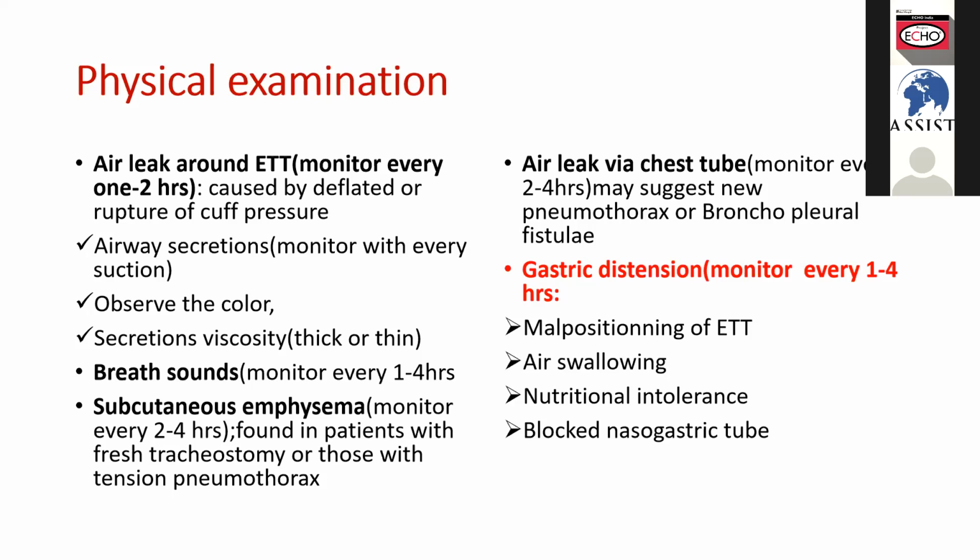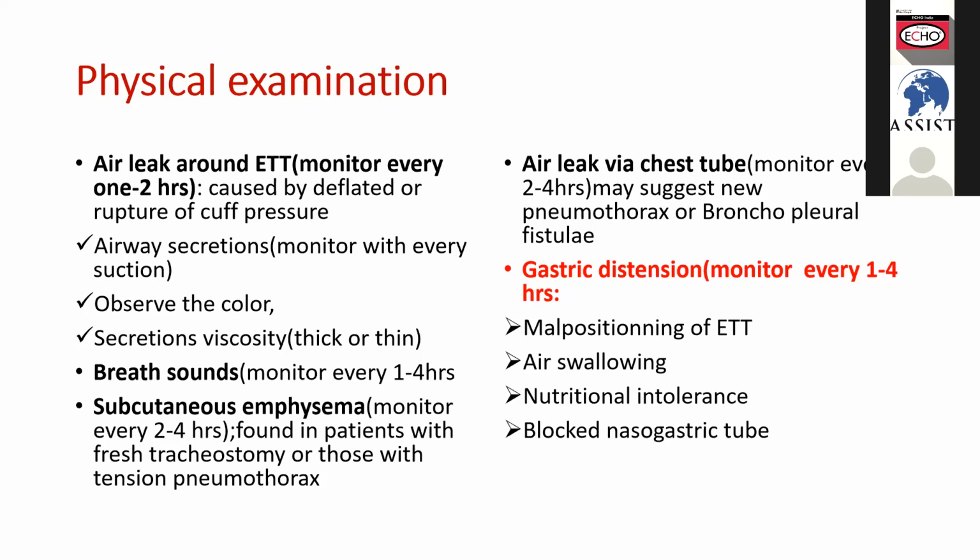Sometimes our patients in ICU can have gastric distension. This can happen if there is a displacement of an endotracheal tube. This is why each morning when you are assessing a patient, we have to mention the position of the endotracheal tube at the level of the lips, so that when it moves, people will know that the tube was not there before. There is something wrong. This displacement can lead to air swallowing and gastric distension, of course. If there is nutritional intolerance, you are feeding a patient and he is not tolerating, the abdomen will be distended.